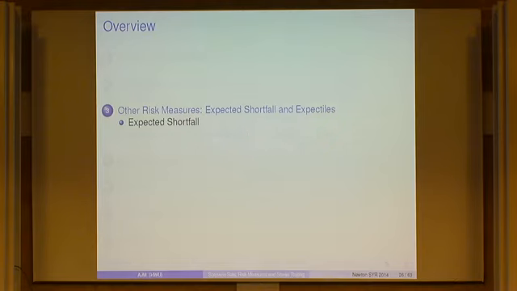Okay, what happens with other risk measures? Enough about VaR for the time being. What happens with other risk measures? I've picked expected shortfall and expectiles because they are coherent.